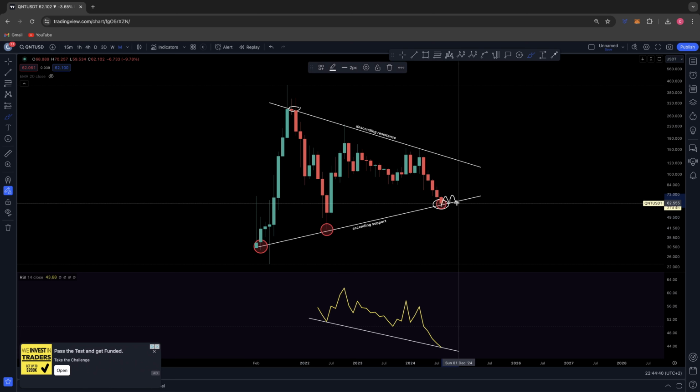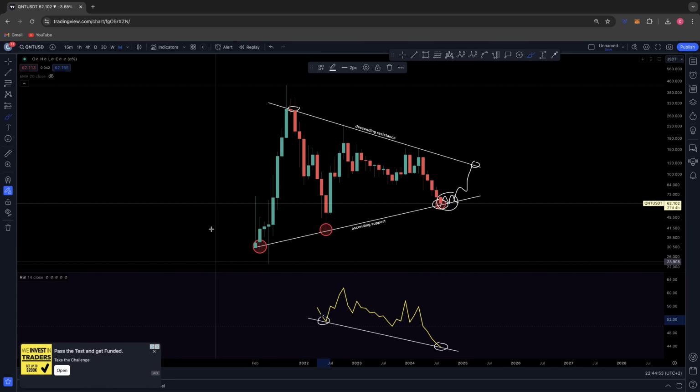Fear never feels like opportunity. Build a base around this area, look to break out and retest this descending resistance, and I think we're game on here for Quant within this massive hidden bullish divergence on the monthly time frame.